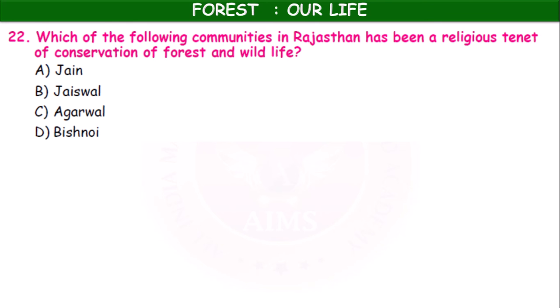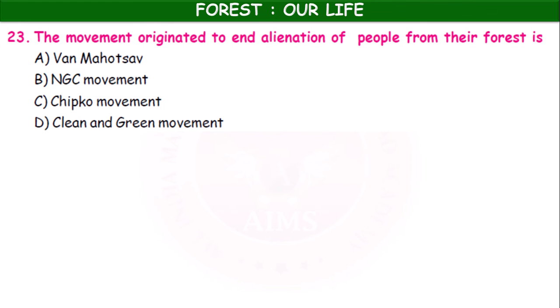Forests. Which of the following communities in Rajasthan has a religious tenet of conservation of forest and wildlife? Jain, Jaiswal, Agarwal, Bishnoi. It is the Bishnoi community in the forests of Rajasthan that has a religious tenet of conservation of forest and wildlife. The movement originated to end alienation of people from their forest is Van Mahotsav, NGC movement, JGKO movement, clean and green movement. It is the JGKO movement. Sundarlal Bahuguna played a very important role in this movement.